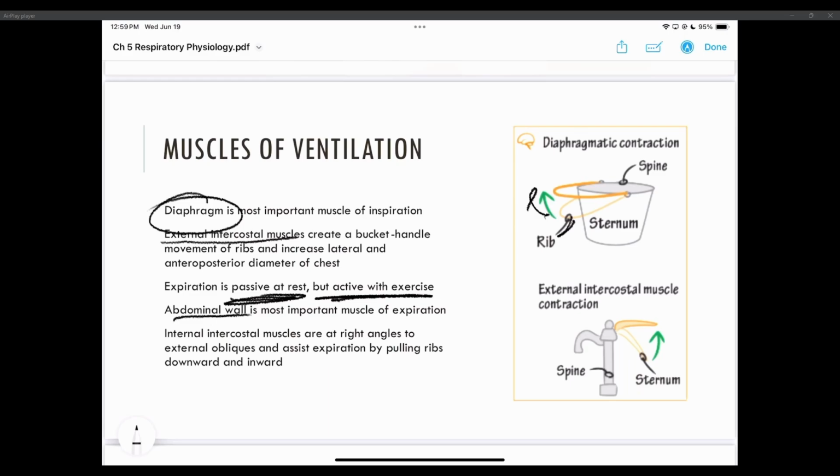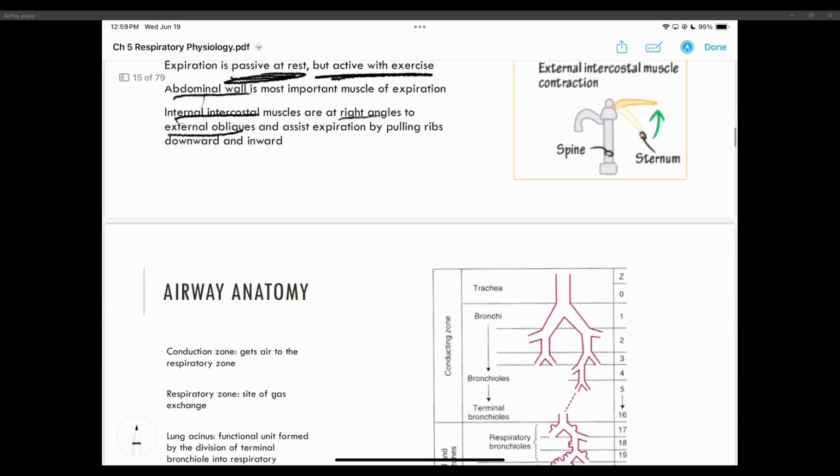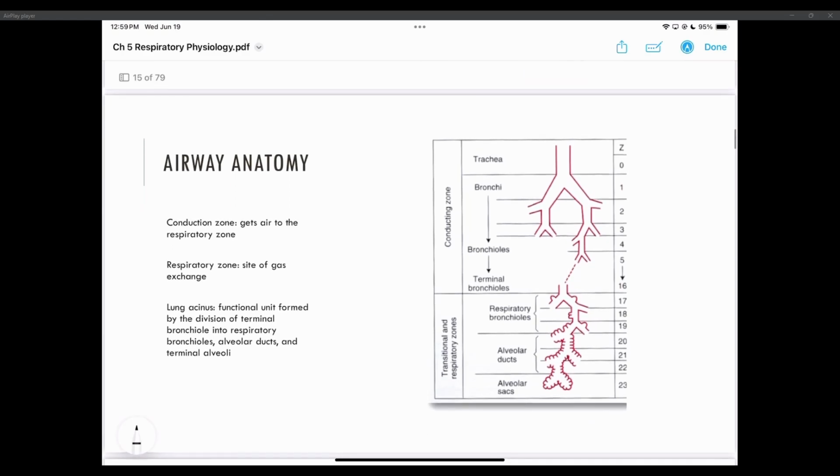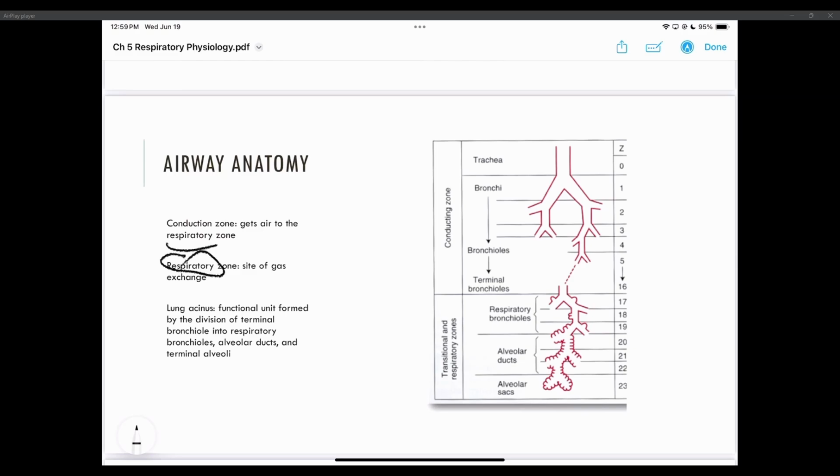So anyway, your internal intercostal muscles are at right angles to your external obliques, and that assists with the exhalation that occurs during exercise. Airway anatomy, we have two major zones. The conduction zone just conducts air. They're just tubes. There's no diffusion happening. These are your trachea, bronchus, the right and left bronchi, and the bronchioles. And then finally we get to the respiratory zone, and this is where the gas exchange starts to happen.